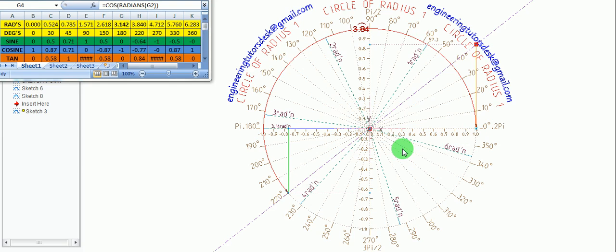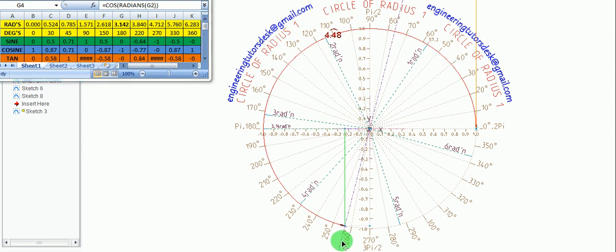Let us proceed towards 270 degrees. At 270 degrees, the cosine has reduced its length to 0. The sine has taken the maximum value of the radius, that is 1, and the tan is intersecting with the angle subtending line at infinity.